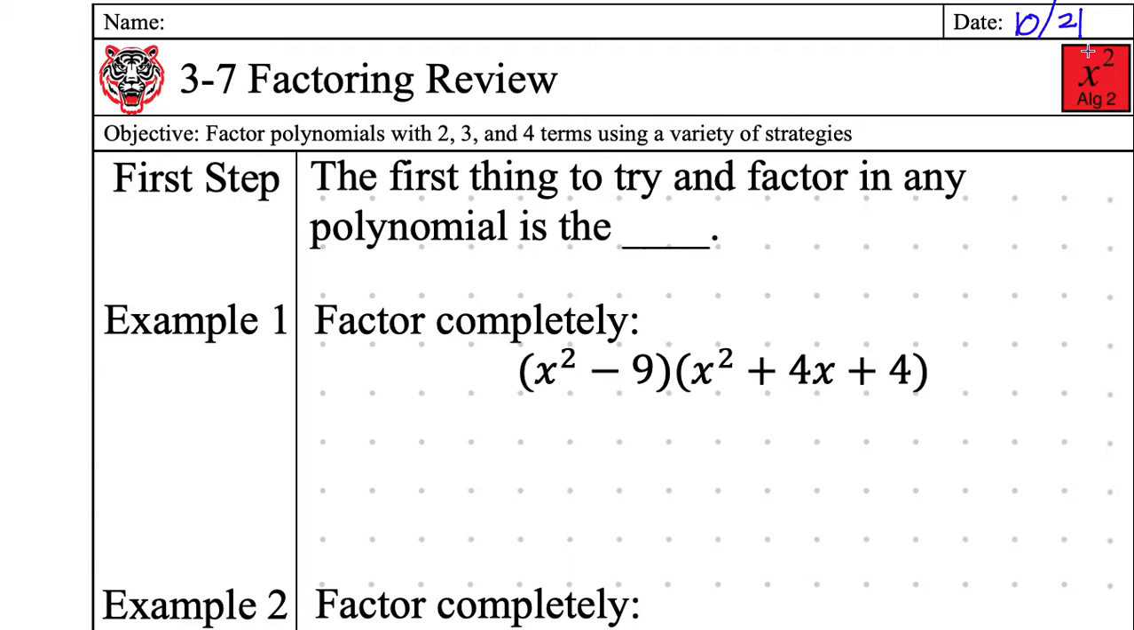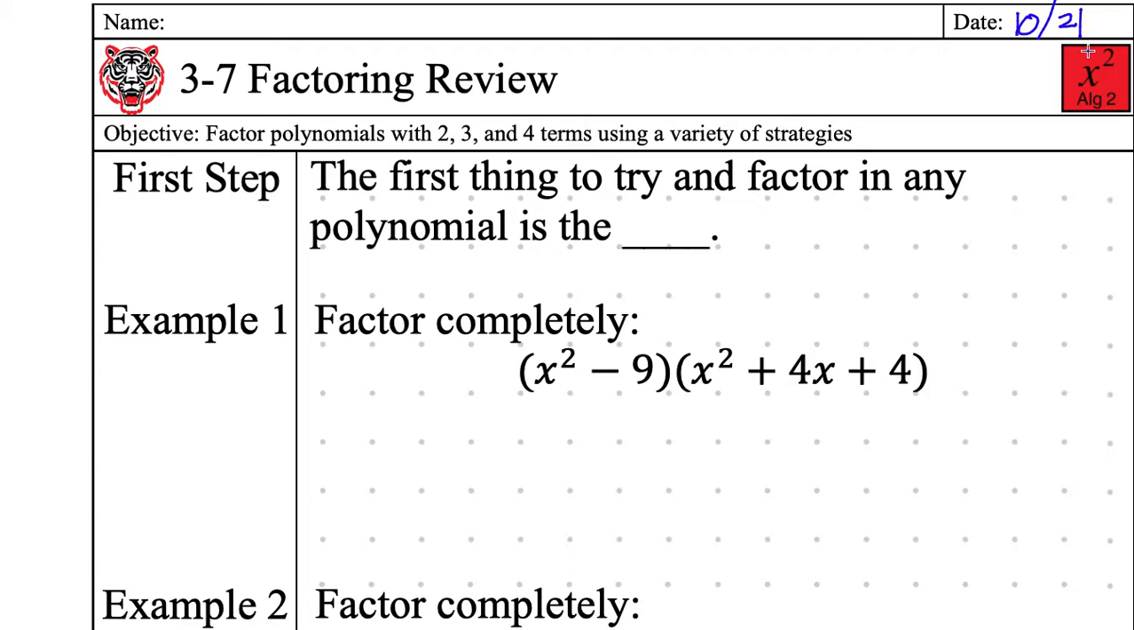You should be comfortable factoring all of that, at least a 3 or above in terms of your fist of 5, and you're just going to be practicing it more. The hard thing is identifying what rule you're supposed to use. So, who can read our objective? Quiet raised hand. Our first hand goes to Caroline. Factor polynomials with 2, 3, and 4 terms using a variety of strategies.